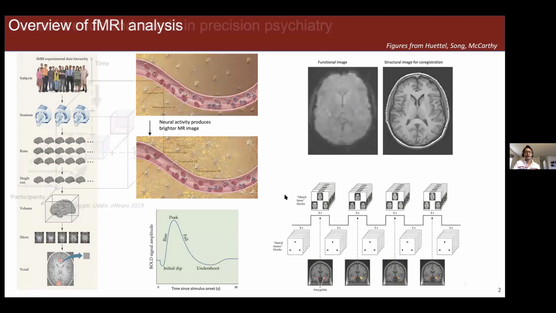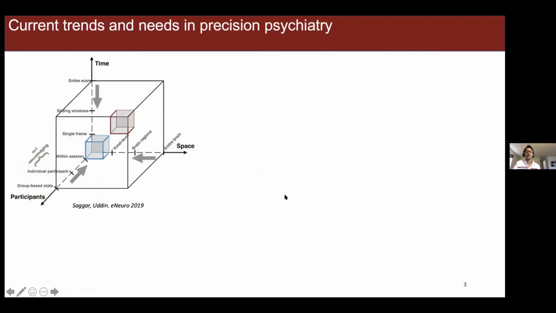So that's how fMRI works, and let's see where fMRI sits in precision psychiatry. Currently, this is sort of where we are. We're in the corner of this cube where we have to average across space and time and participants in order to deal with the low signal to noise ratio of fMRI. It's very noisy data, so to average out noise, you typically do a lot of averaging.